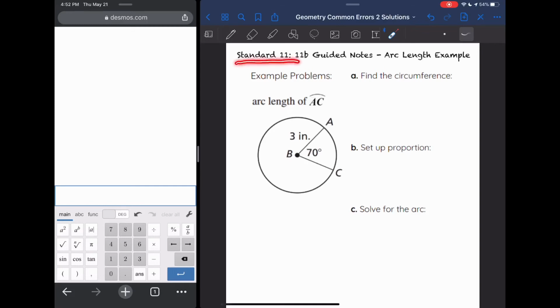Standard 11, 11B guided notes, arc length example. For this problem, we're being asked to find the arc length of arc AC.